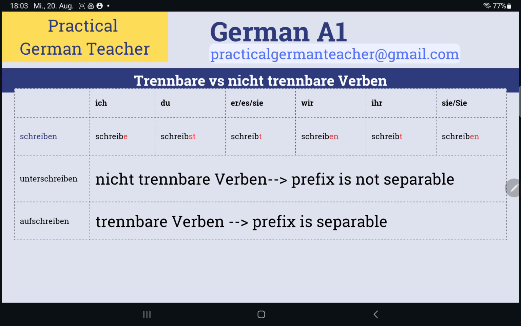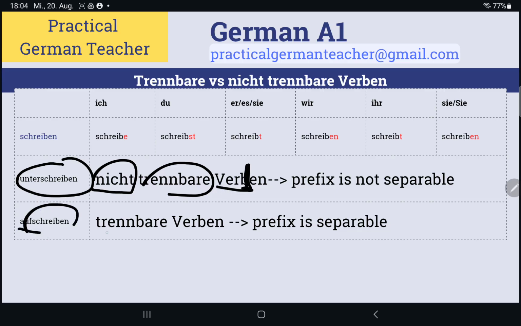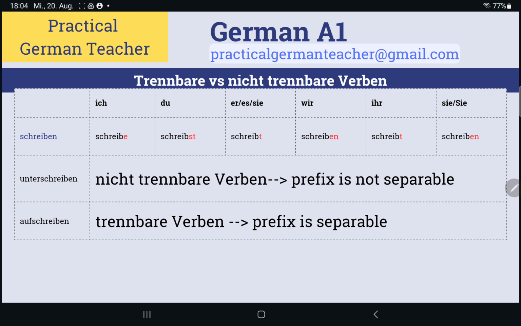Again, the slide is just telling you what I just told you. Unterschreiben is a nicht trennbare Verb. Aufschreiben is a trennbare Verb. Why is it a nicht trennbare Verb? Because the prefix is not separable. The prefix is separable, so trennbare Verb. You will have a lot of questions. Hold on, all your questions will be answered.